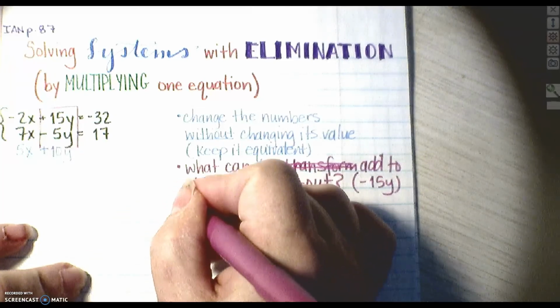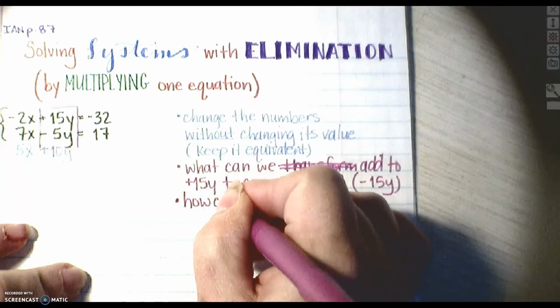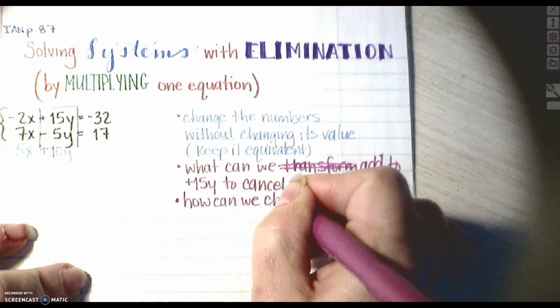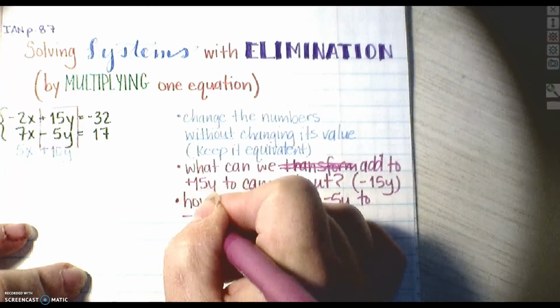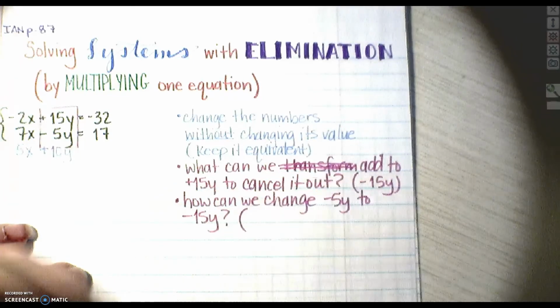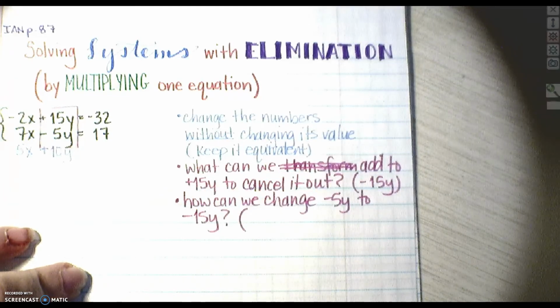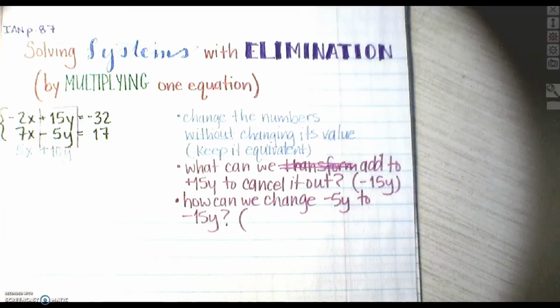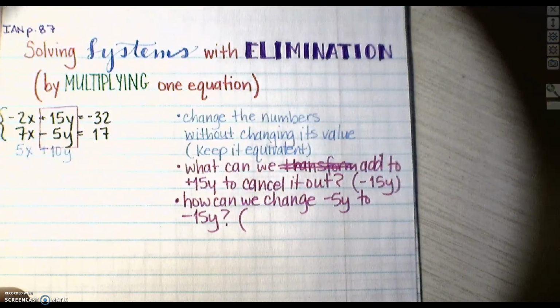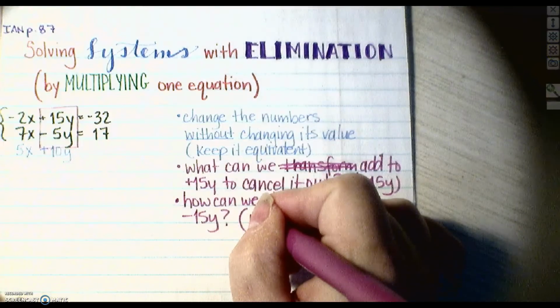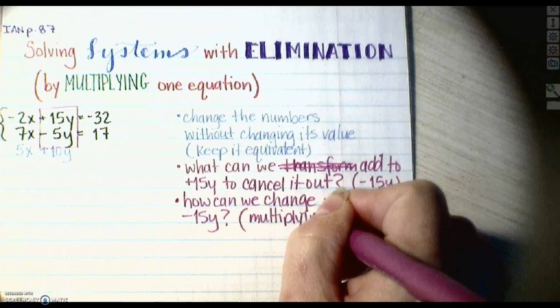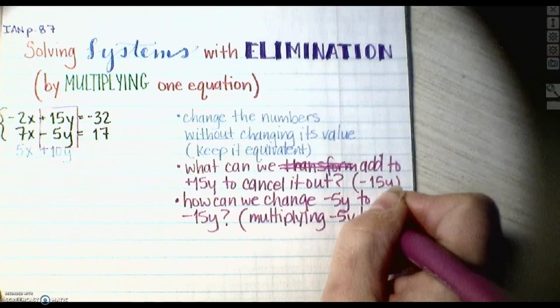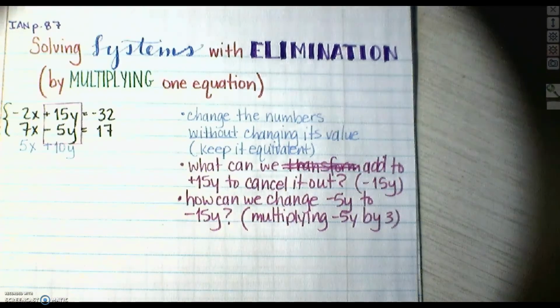So, how can we change negative 5y to negative 15y? Think about the answer to that. Well, we can do it by multiplying by 3, right? So let's try it.